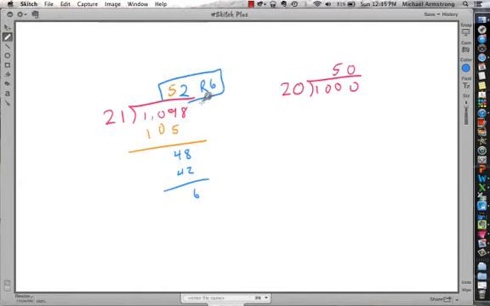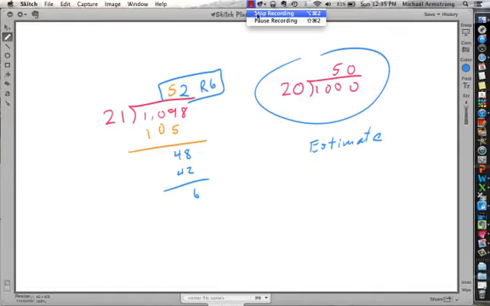And if you do all of them this way, if you start by estimating, you'll have a better idea of how to get started on this problem. We estimated the answer was 50. What we got was 52, remainder 6. So we did a pretty good job there. All right, hopefully this one was quick and easy to understand. Here we go.